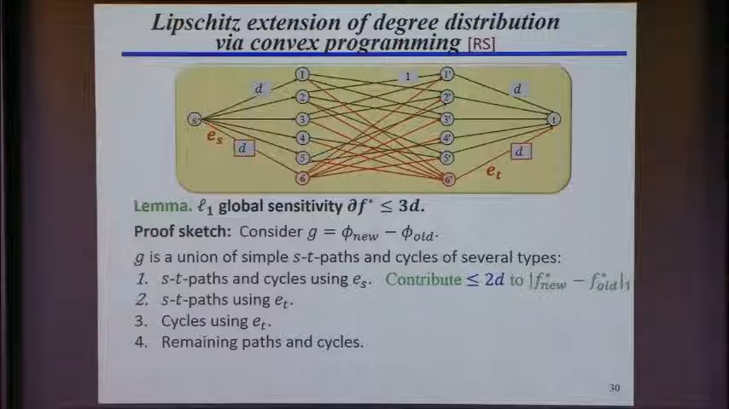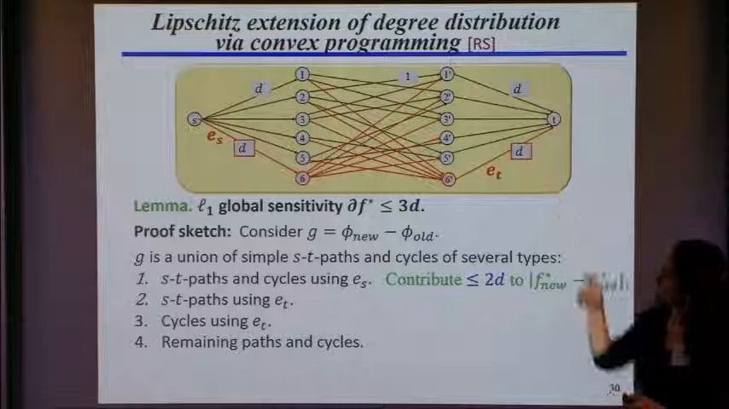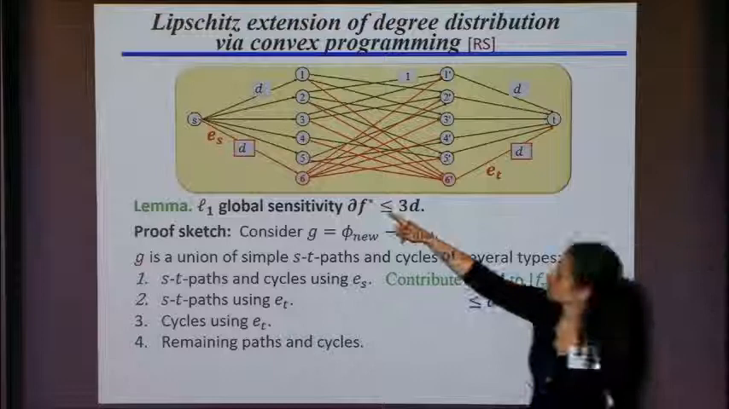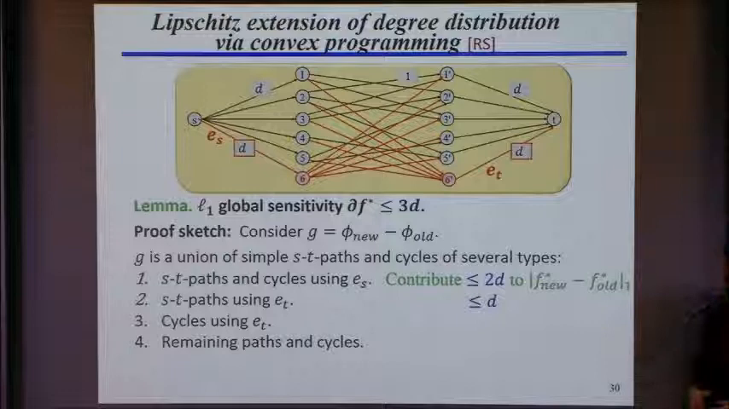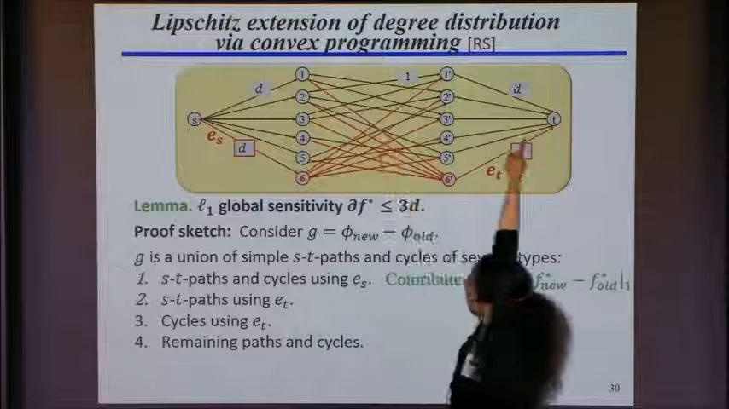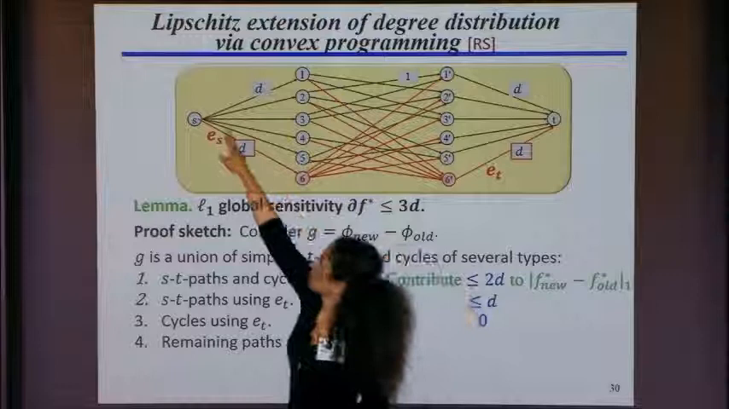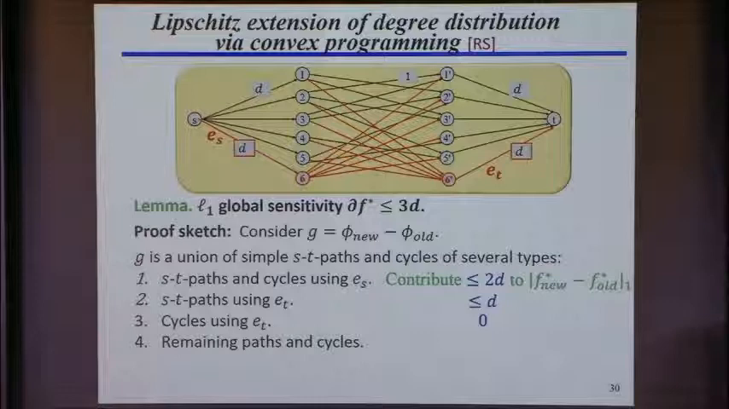The second type is just paths, ST paths, which use E_T, this edge. How much do they contribute? They're just paths, so each unit of flow will at most contribute one to the change in the vector of values. And for cycles which are using E_T, it's going to be at most zero, because if a cycle is here, it doesn't touch this vector at all. And if there was a cycle that actually uses one of these edges, it would imply that there is an ST path, which would mean that this is not a maximum flow. I didn't mention this, but the flow that we find is actually a maximum flow. So it's at most zero.